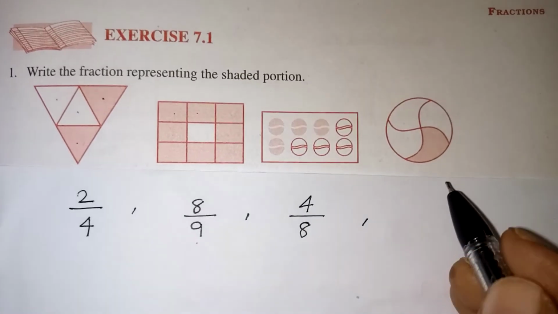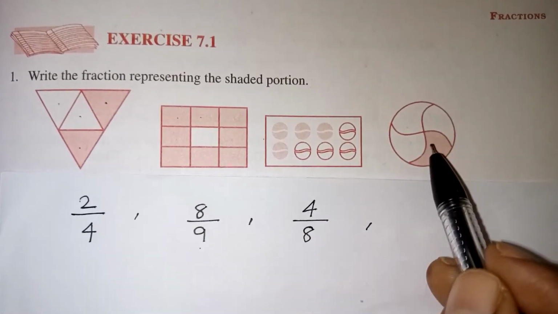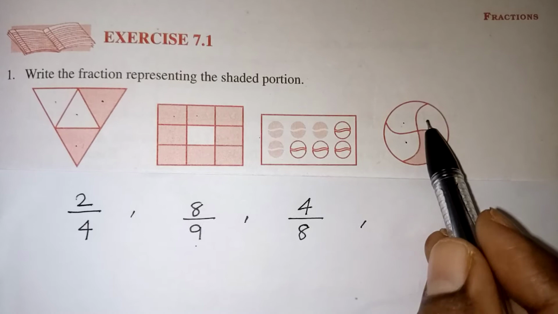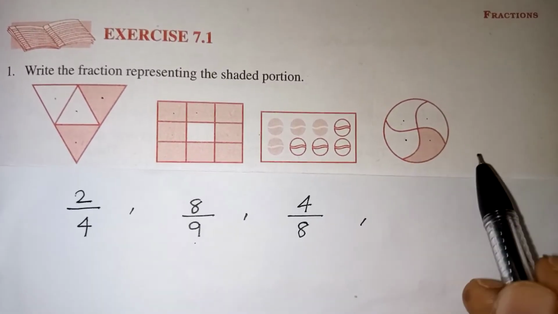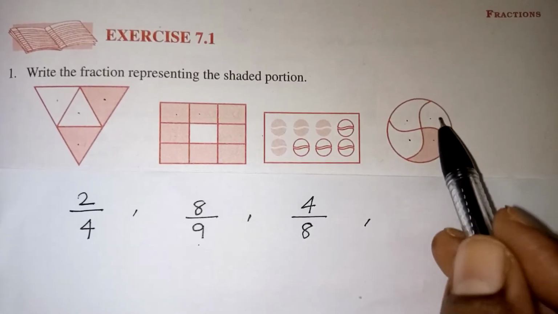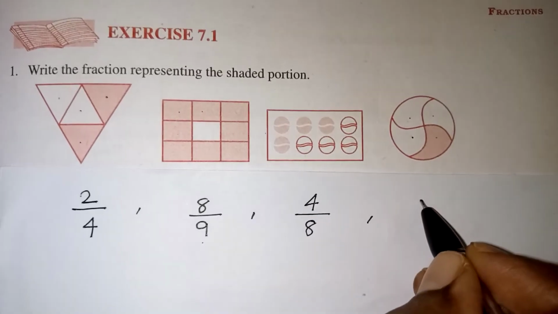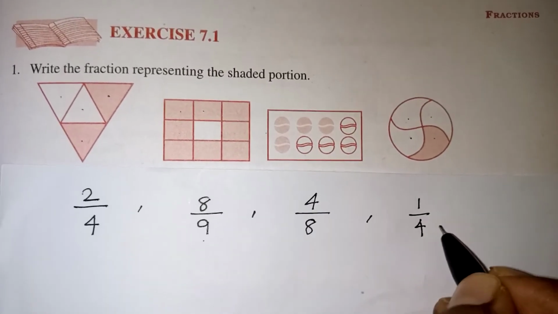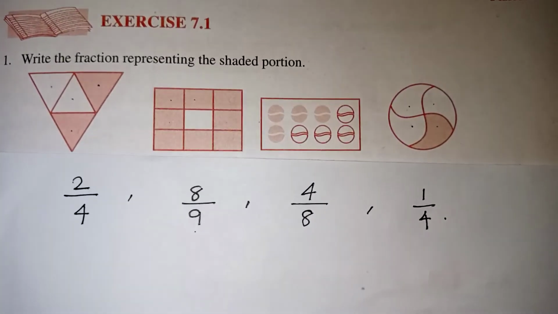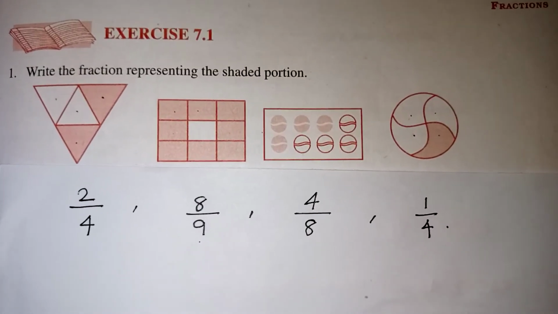Now look at the next problem. The circle is divided into 4 parts. 1, 2, 3, 4. All the parts are the same also, so we can go for a fraction. Out of the 4 parts, only 1 is shaded. So we have to say 1 by 4. That is your correct answer. Like this we have to represent.